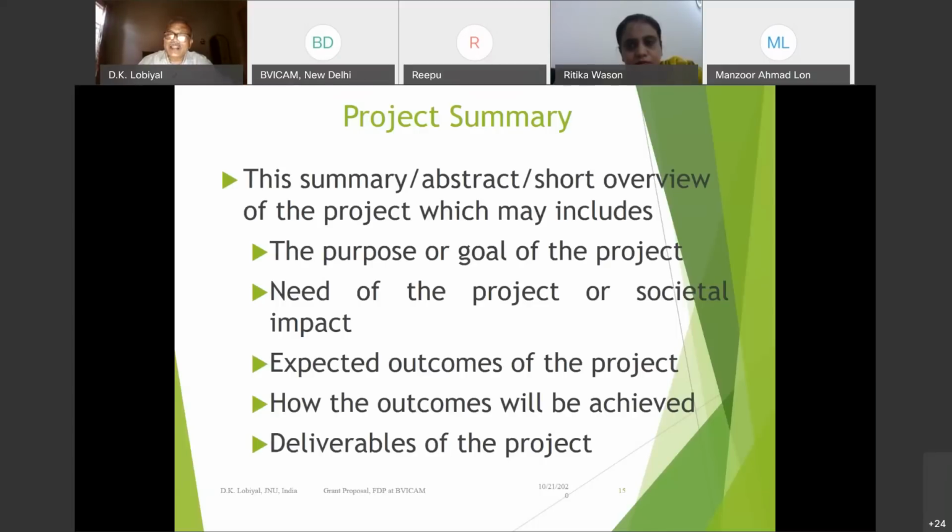Then what is the expected outcome? What do you expect from this project? What will be the outcome, if it is implemented? What are the findings? What is the outcome I'm expecting out of it? And then how that outcome will be achieved, in short, and what are the deliverables of the project. If the project is implemented, what are you going to deliver? You're going to deliver a product or a technique or a new algorithm or a new protocol or a monograph, or a PhD will come out of that project implementation, or a monograph in a research monograph, or a research paper in a high quality journal. What are you expecting that will be delivered?